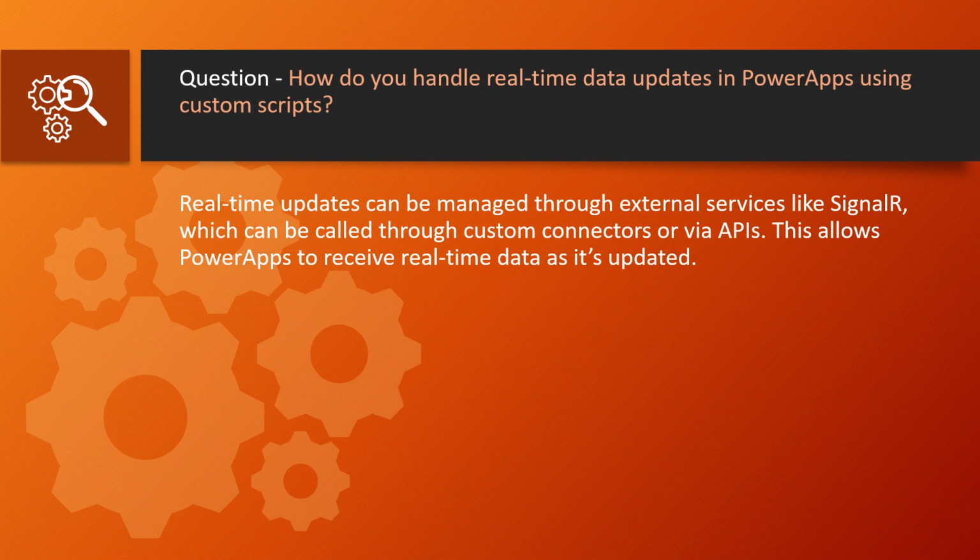How do you handle real-time data updates in Power Apps by using custom script? Real-time updates can be managed by external services like SignalR, and it can be called by using custom connectors or the API, and it will allow Power Apps to receive the real-time data as it is updated.